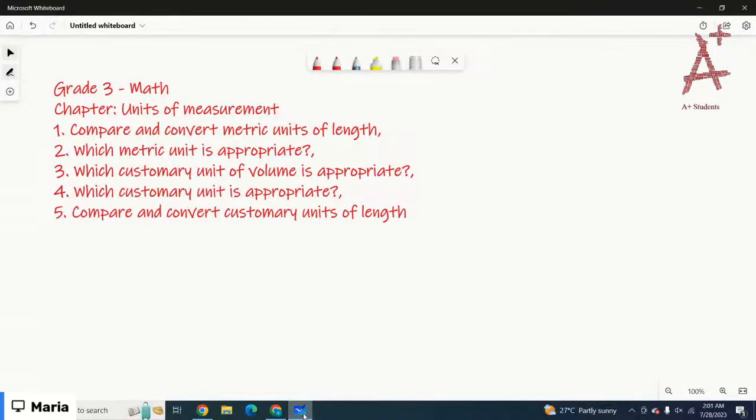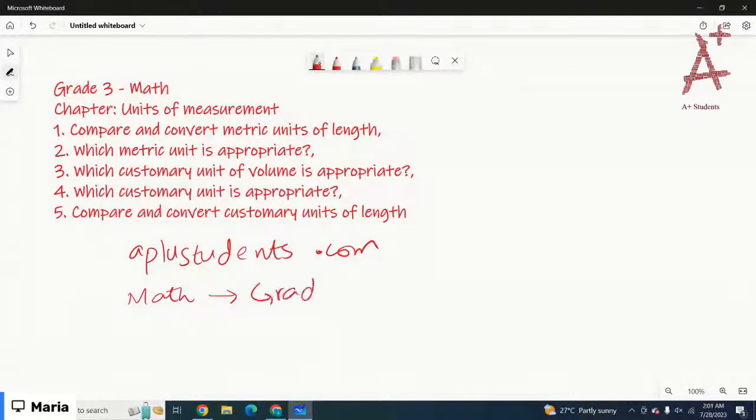You can find all the lessons on aplusstudents.com. You have to log in there using your email address, and the password is provided by the administrator. Then you have to select math from the subject tab, scroll down to grade 3, and then click on view all lessons. There you can find a list of the chapters.